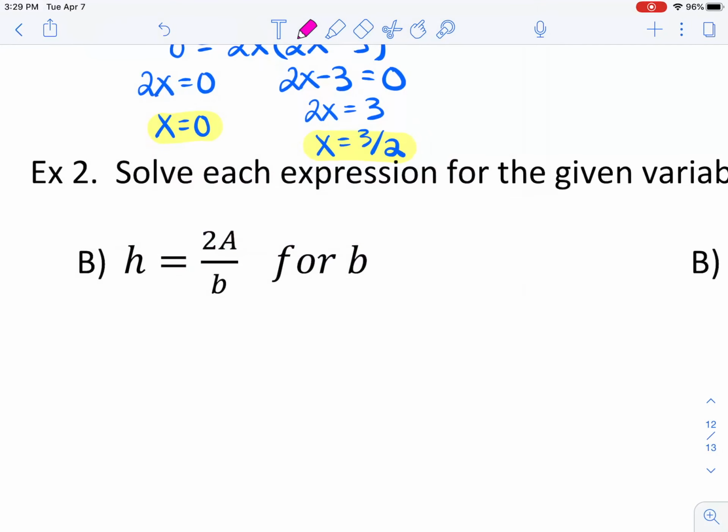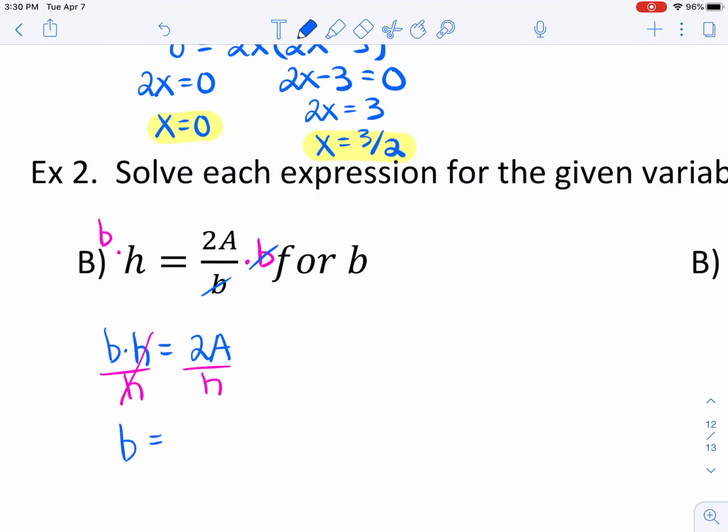So our LCD here is b. That's the only denominator we have. So I'm going to multiply both sides by that b. When we do that, the denominators cancel on the right-hand side, and I can rewrite this as b times h equals 2a. Remind yourself what you're trying to solve for. We're trying to solve for b. So if I want to isolate b here, right now I'm multiplying b times h. The opposite of multiplication is division. So we want to divide both sides by that h.